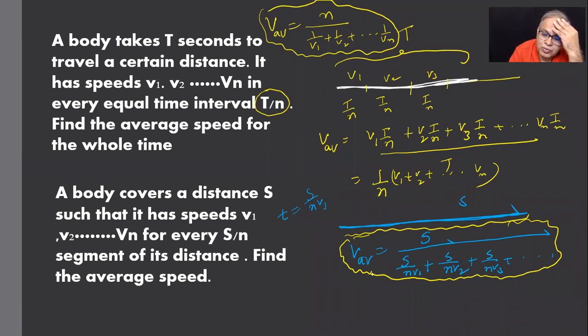Do you understand my point? If I made it into 2 halves, n will be 2. If I made that s into 1/3, 1/3, 1/3, n will be 3. Do you follow my point? If I make it 1/4, 1/4, 1/4, 1/4, n will be 4. So I can write next time whenever it is given 4 by 1 by v1 plus 1 by v2 plus 1 by v3 plus 1 by v4, you will write. That is the answer. Do you catch the point? Yes, sir.